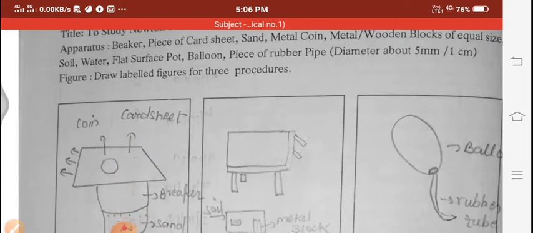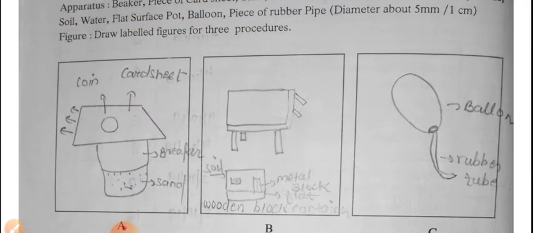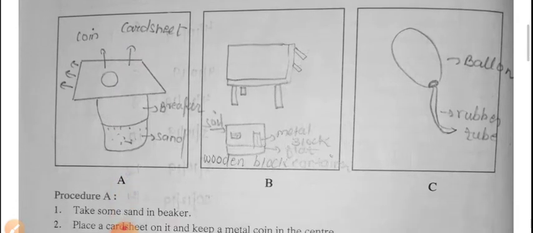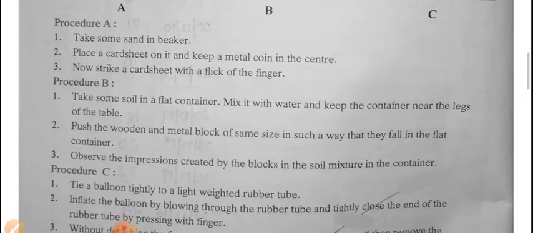We have to perform Newton's law of motion, which means there are 3 laws. As per the 3 laws we have to perform 3 procedures. We have to follow these 3 procedures.